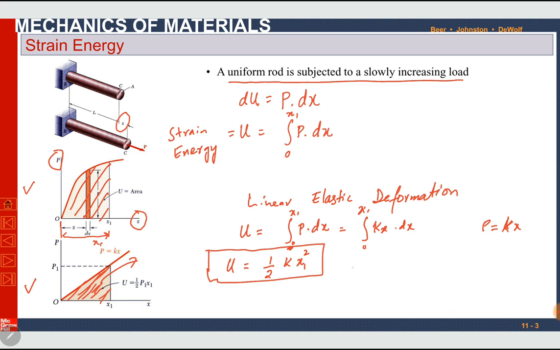Further, we can write it as 1/2 k x1 times x1. This k x1 is actually the load P1 at x1. So U can be rewritten as 1/2 P1 x1. What is 1/2 P x1? It is simply the area under this triangle.